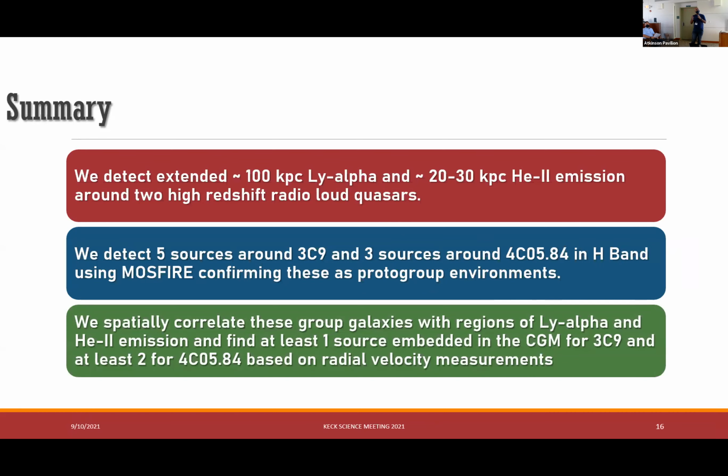Lastly, we spatially correlated these group galaxies with Lyman alpha and helium emission, and we find at least 1 source directly embedded in the CGM for 3C9 and 2 for C05.84 based on these radial velocity measurements. So that's my last slide, and I can take questions now. Thank you.